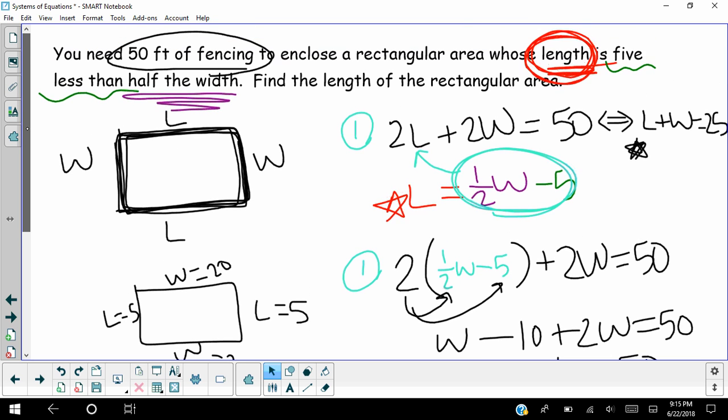Also, I tried to do a good job of highlighting when to use substitution, when to use elimination, and picking some questions about like half of and 3 times, things like that.